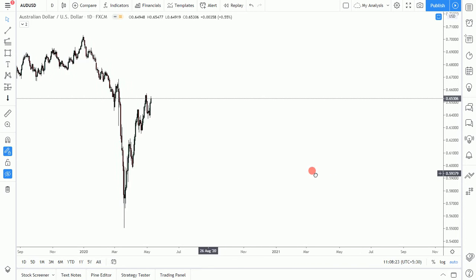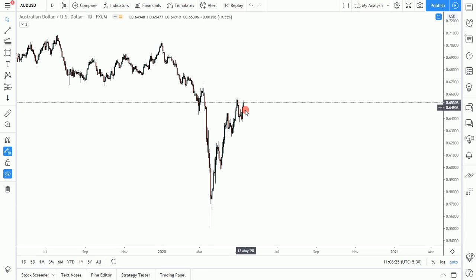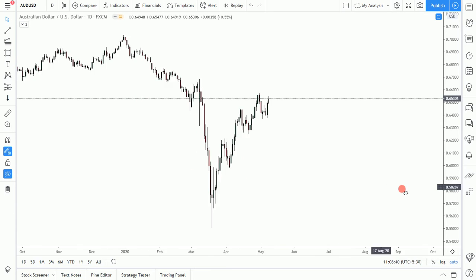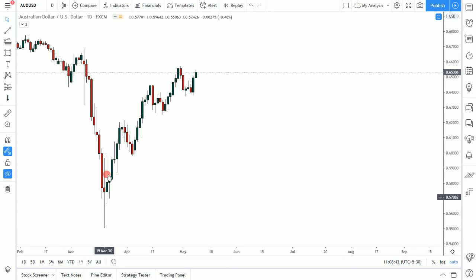This is what I am explaining. 1, 2, 3, 4, 5. In the daily chart, analyzing is very simple. So here also A, B, C, 1, 2, 3, 4, 5. Like that also we can count. Here, A, B, C is 1, 2, 3, 4, and 5.